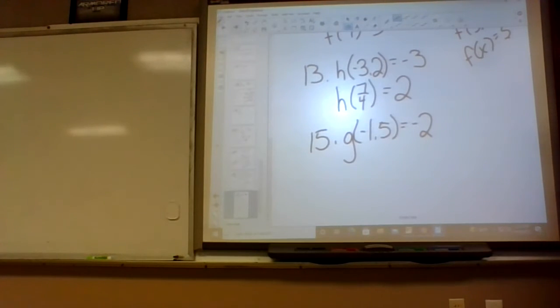In the book it says that the greatest integer function is supposed to round down, and in the back it shows that on 13 it's negative 4 instead of negative 3. Oh, you're right, it is rounding down. My bad.